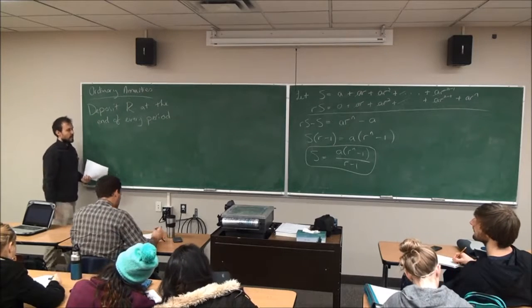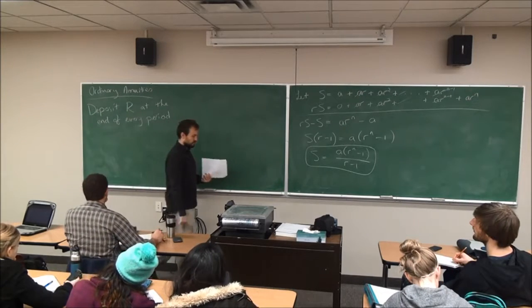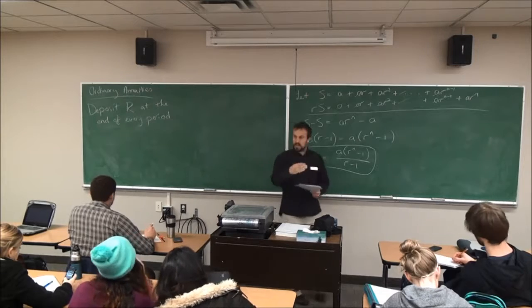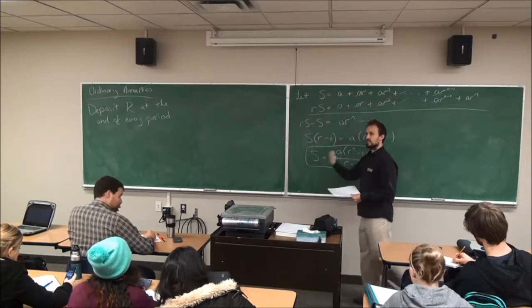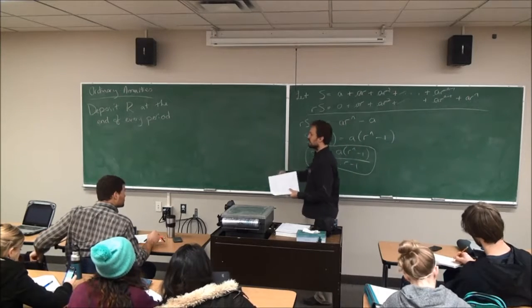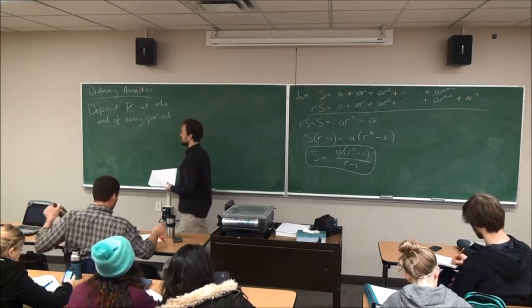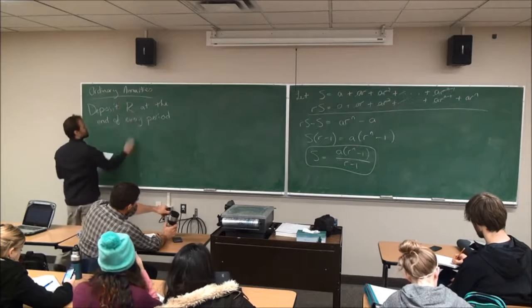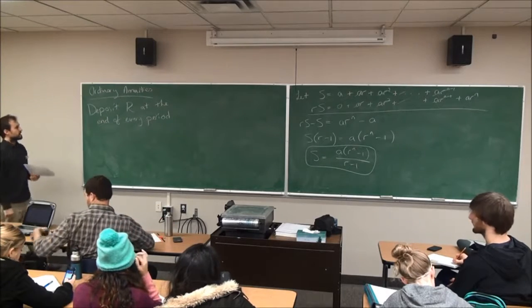For example, I'm trying to save for something. At the end of every month, I put $100 into my bank account. So I'm putting money in, and the compound interest is increasing the amount. That's what I'm going to look at here.